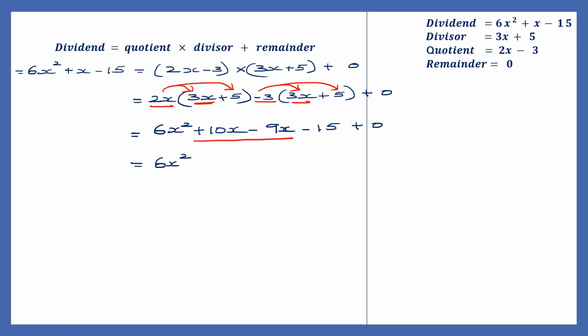So signs are different. Let's put the sign of the bigger number and subtract. 10 minus 9 is 1. That is 1x or just x. Then we have minus 15 plus 0, which is minus 15 itself. So on the right hand side, we have 6x squared plus x minus 15. On the left hand side, what do we have? The dividend. Let's write it down here. So that will be 6x squared plus x minus 15. So this is on the left hand side and we have the right hand side. Now look carefully and see whether both are equal. If both are equal, that means we have verified that the quotient and the remainder are correct.